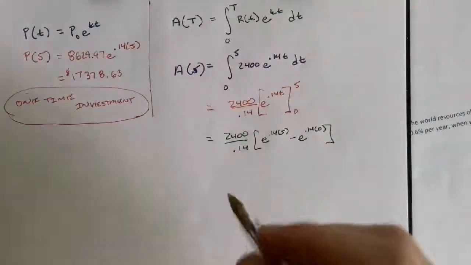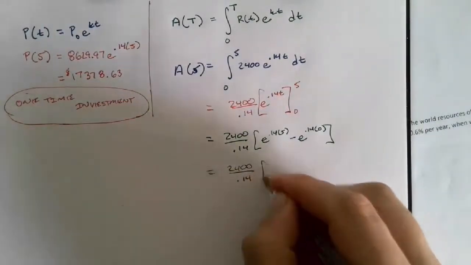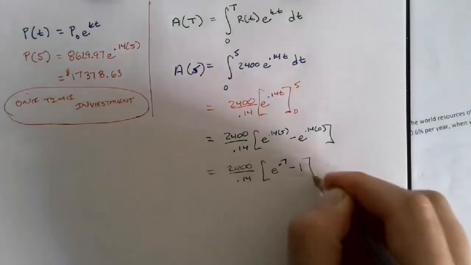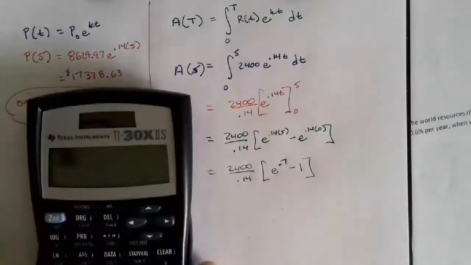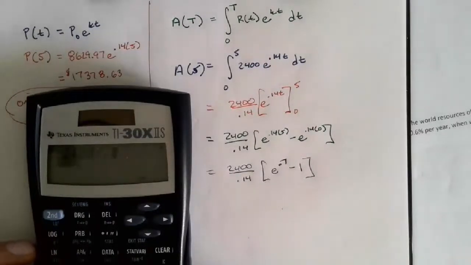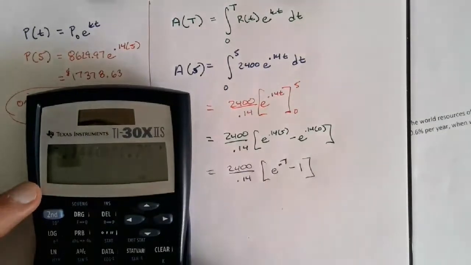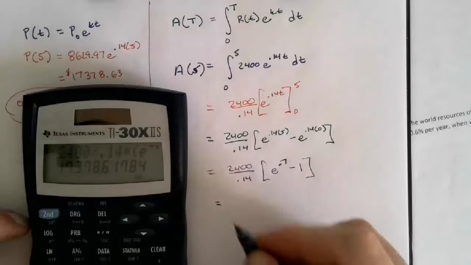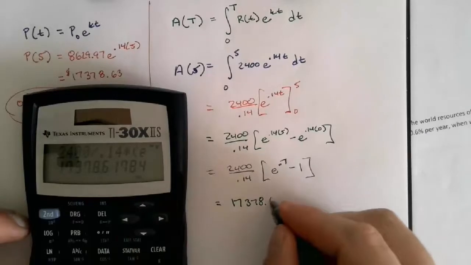This comes out to 2,400 divided by 0.14 times e to the 0.7 minus 1, right, because e to the 0 power is 1. And then calculating this, if I do 2,400 divided by 0.14 times, in parentheses, e to the 0.7 and then minus 1, and I evaluate this, we have $17,378.61, rounded at 0.62.